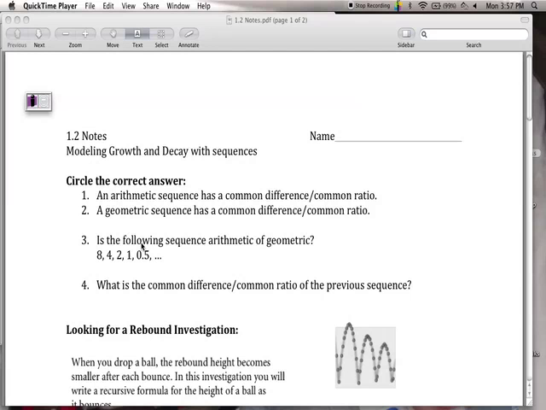So does it have a common difference or ratio? So decide which one it is, and if it's an arithmetic sequence, find the difference. If it's a geometric sequence, find the ratio. So I'll give you a little bit of time to figure that out, and then I'll let you know what the answers are.